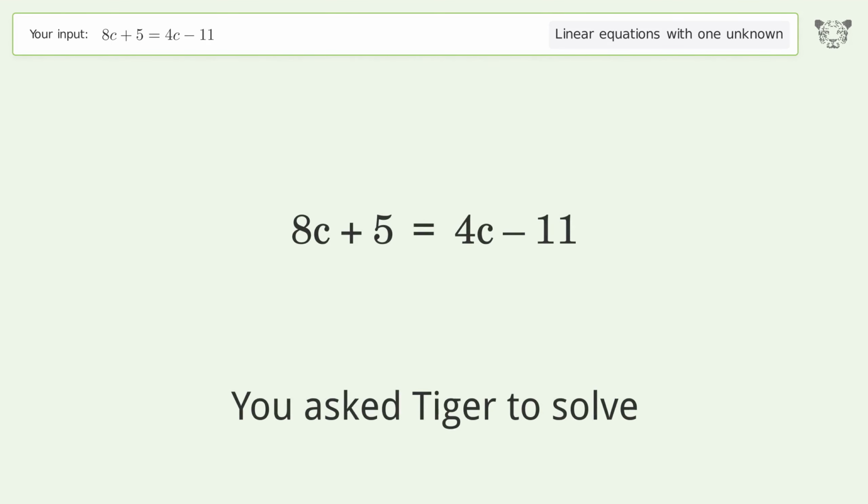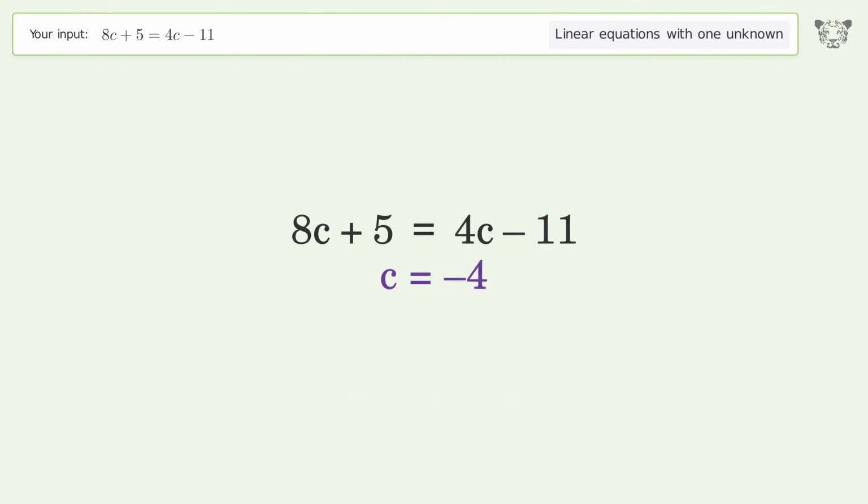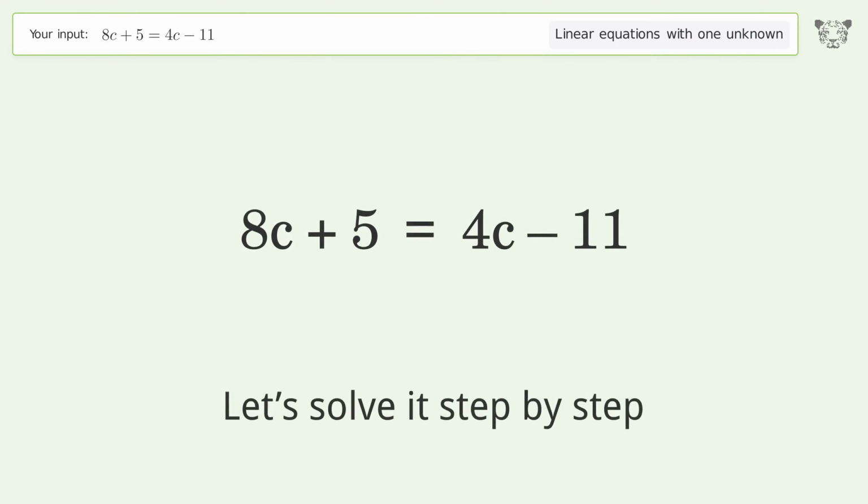You ask Tiger to solve. This deals with linear equations with one unknown. The final result is c equals -4. Let's solve it step by step.